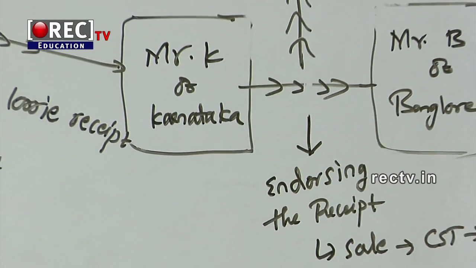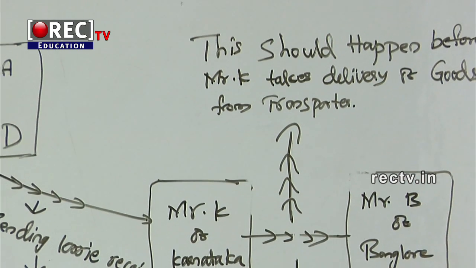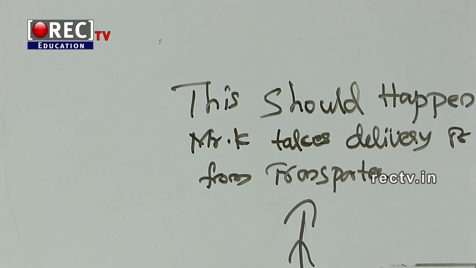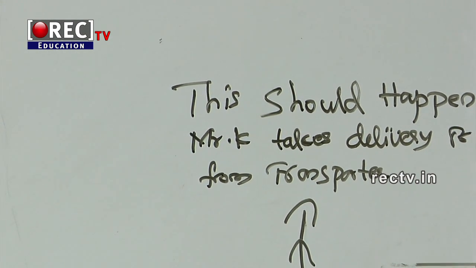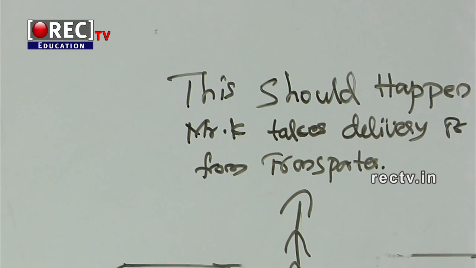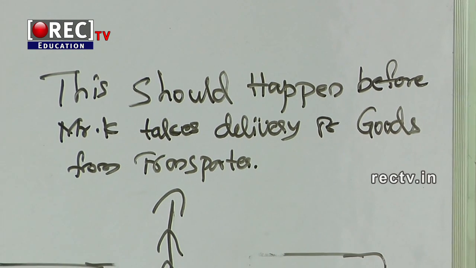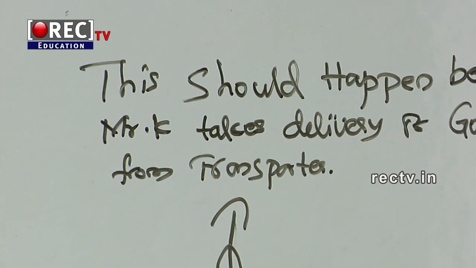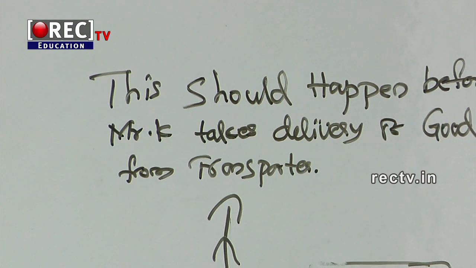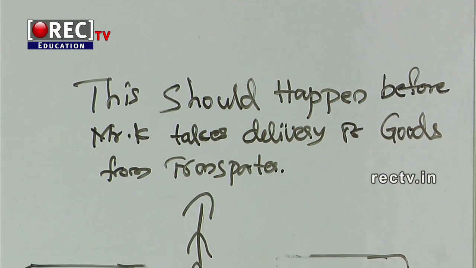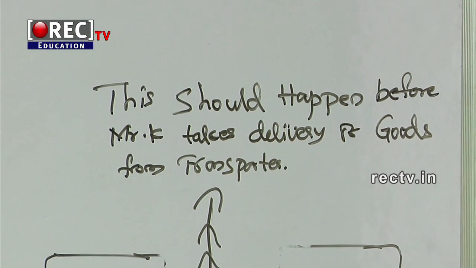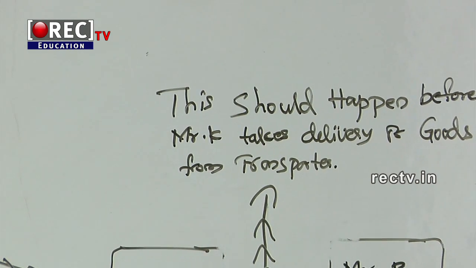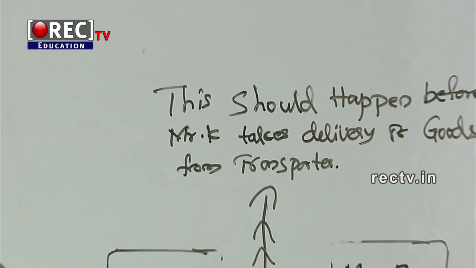So what is the condition here? The condition is that the second party transfers the title to another person, and this should happen before Mr. K takes the delivery of goods from the transporter. So the lorry receipt should be transferred before taking the delivery of goods. Such a sale is also treated as a Section 3 sale or CST sale.